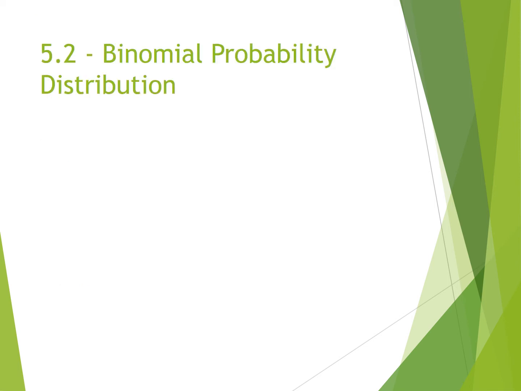All right, so now that we've seen the generic discrete probability distribution, we're going to next look at two different types of discrete probability distributions. The first one we're going to look at is known as the binomial probability distribution.